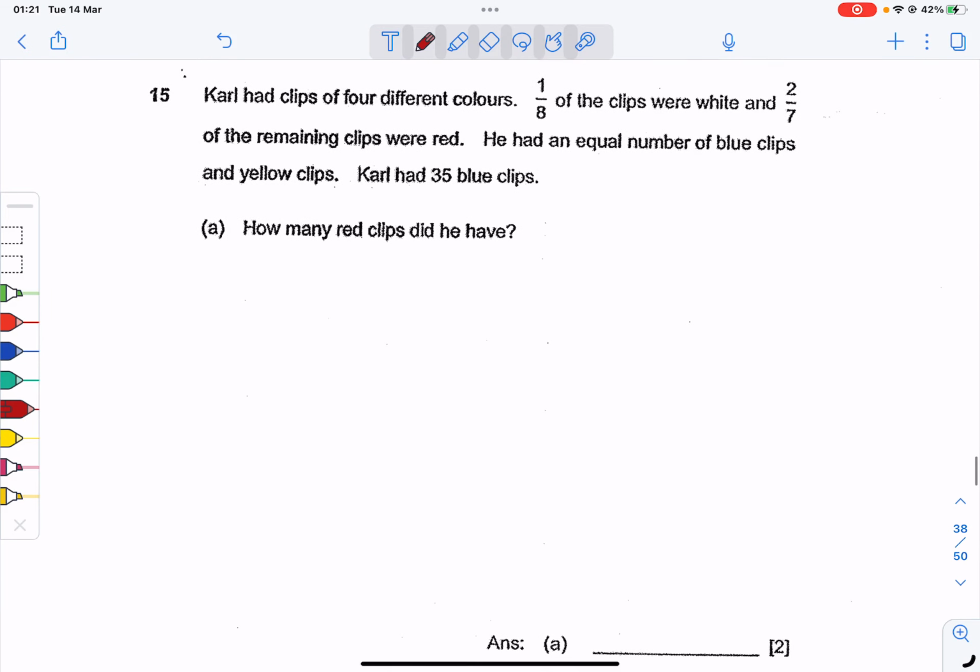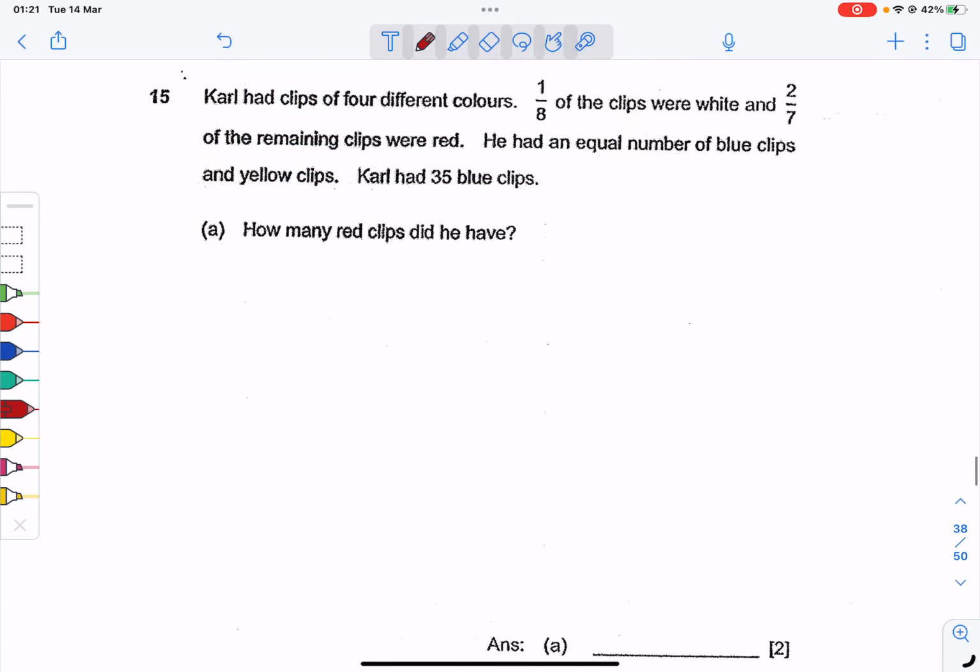Question number 15. Carl had clips of 4 different colors. 1/8 of the clips were white and 2/7 of the remaining clips were red. So since we have a remainder, we will use a technique called branching. So the total denominator is always the total number of units. 1 unit is white. So 8 units, take away 1 unit, we have 7 units as the remainder.